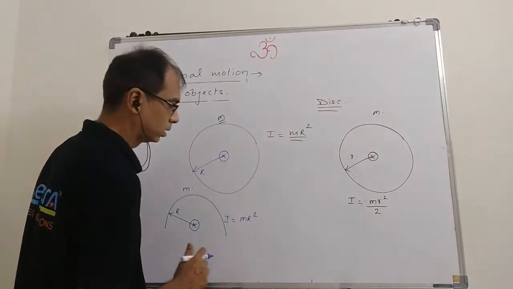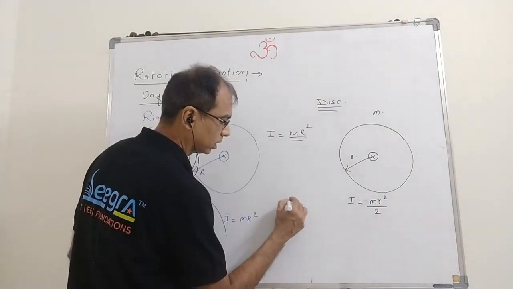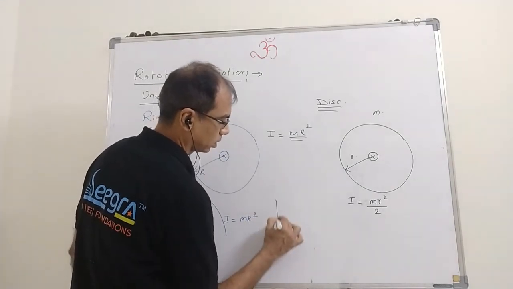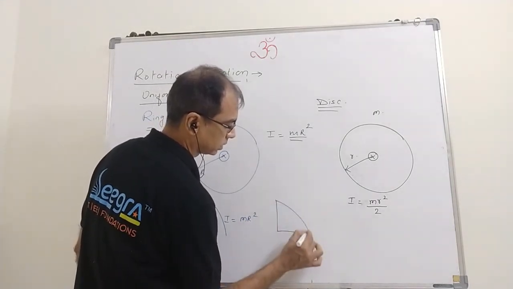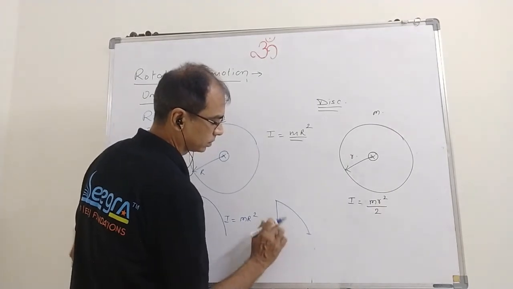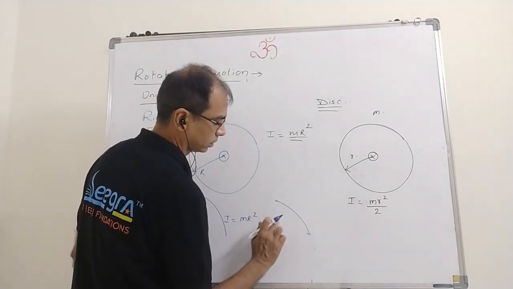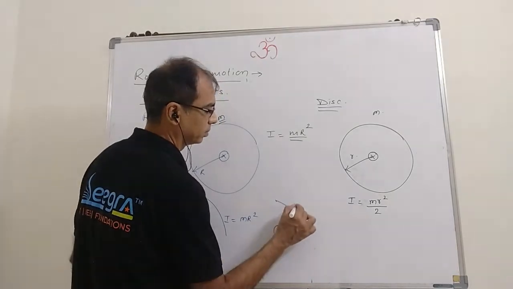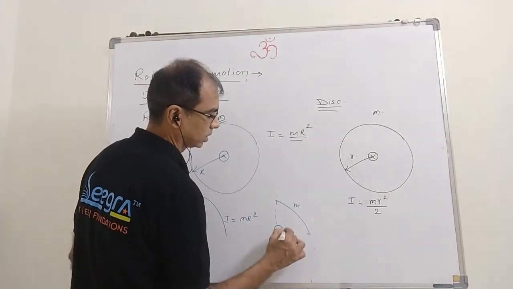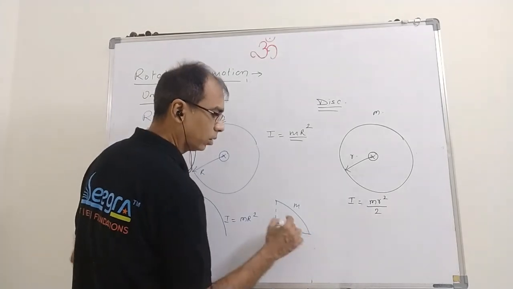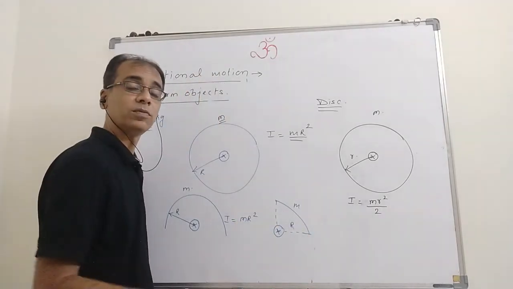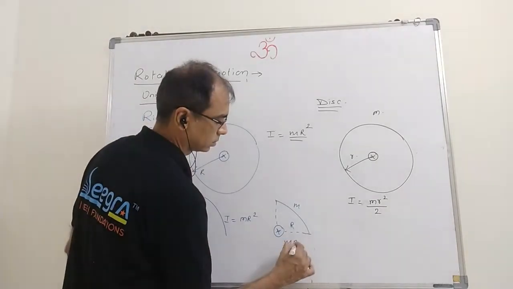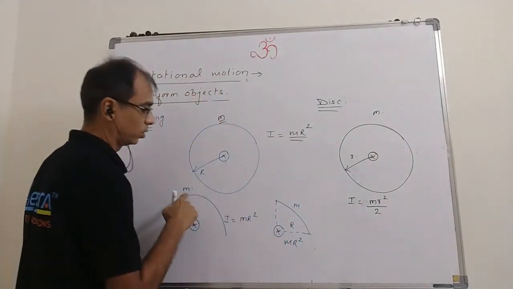So okay, fine. But suppose I have a quarter of the ring. A quarter of the ring means like this. Okay? This is a quarter of the ring. And the axis is again like this. Mass is M, radius is r. Now its moment of inertia is also M r square, provided the mass is M only, okay?